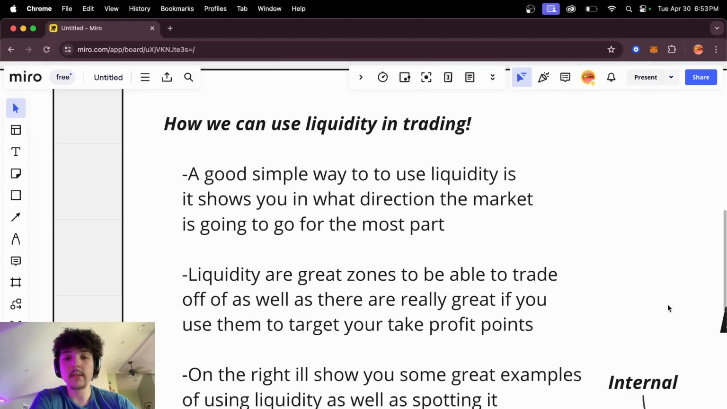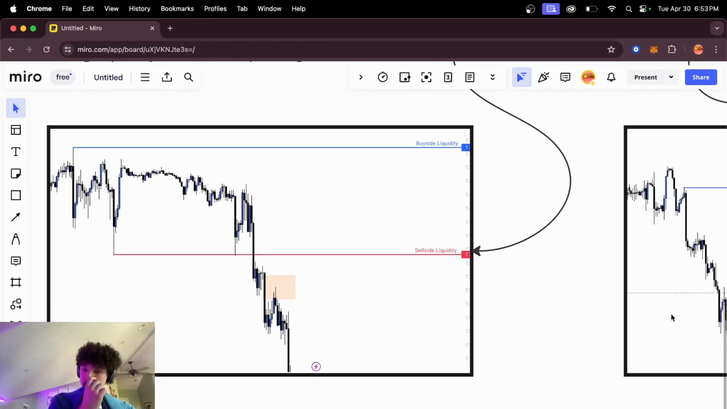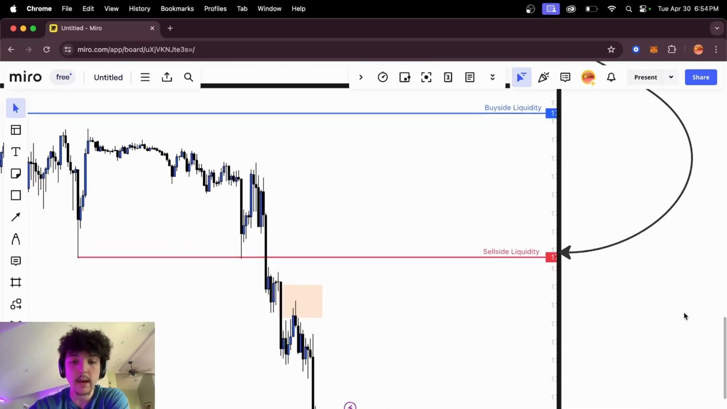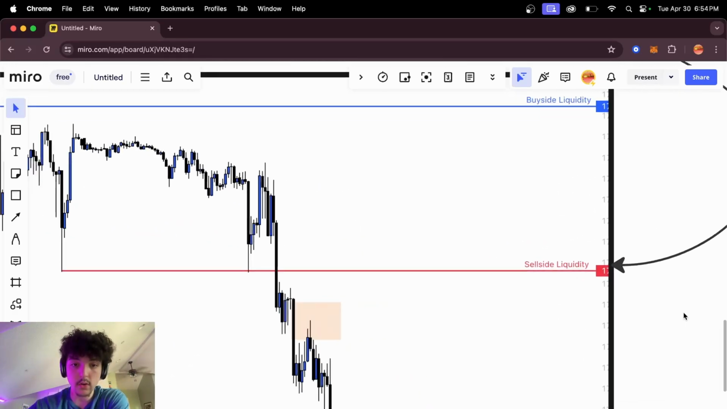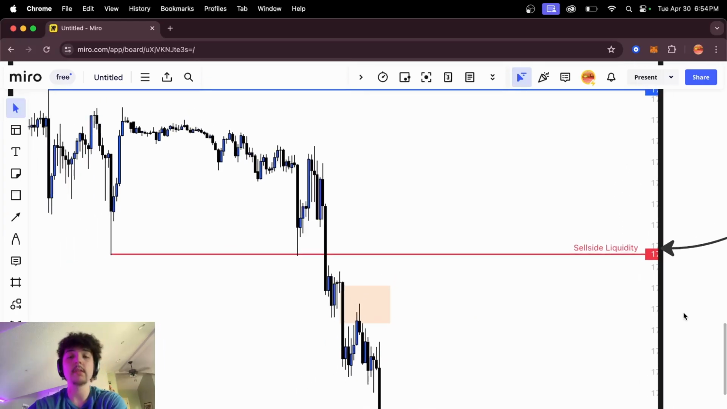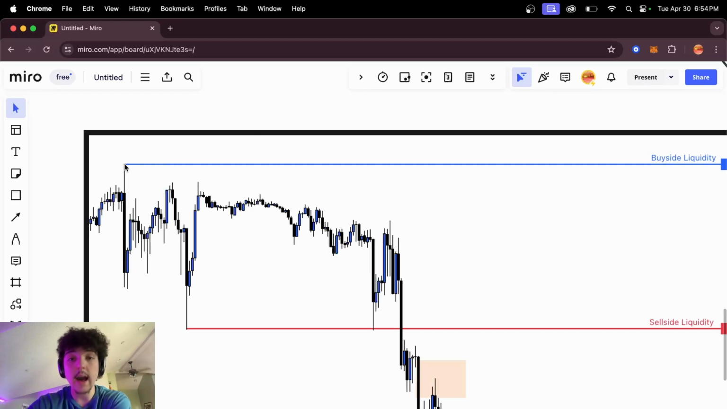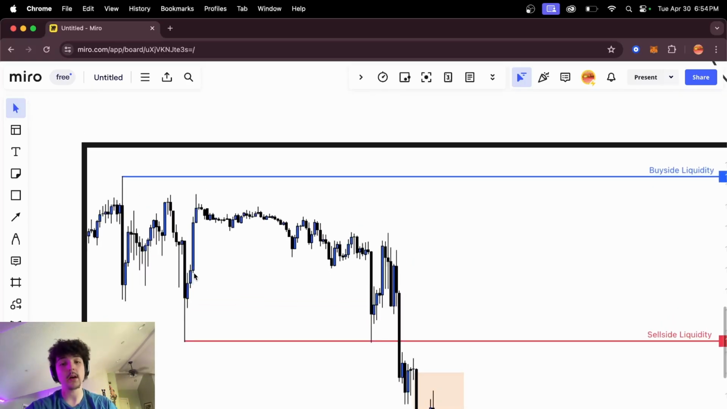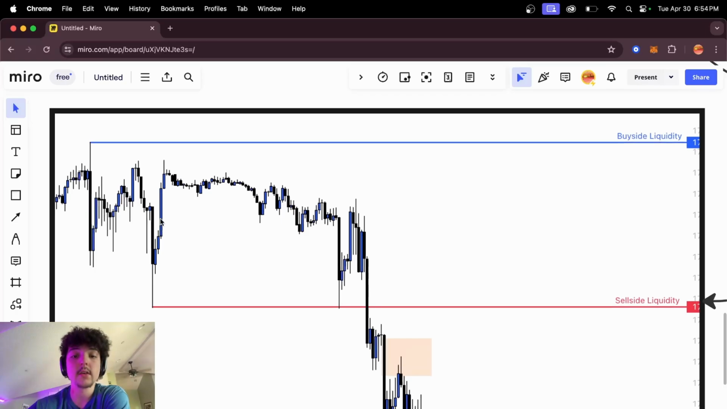But yeah, so let's get into some examples of liquidity, okay? So this is internal liquidity on a 15-minute time frame. And what I mean by internal liquidity is the smaller time frame liquidity, okay? So, for example, you have this swing high of the aftermarket session, and then you have this swing low of the aftermarket session, which would be my liquidity zones where I want to target, right? As you can see, I didn't trade this. This was actually this morning. This is a perfect example of liquidity. I didn't trade it this morning.